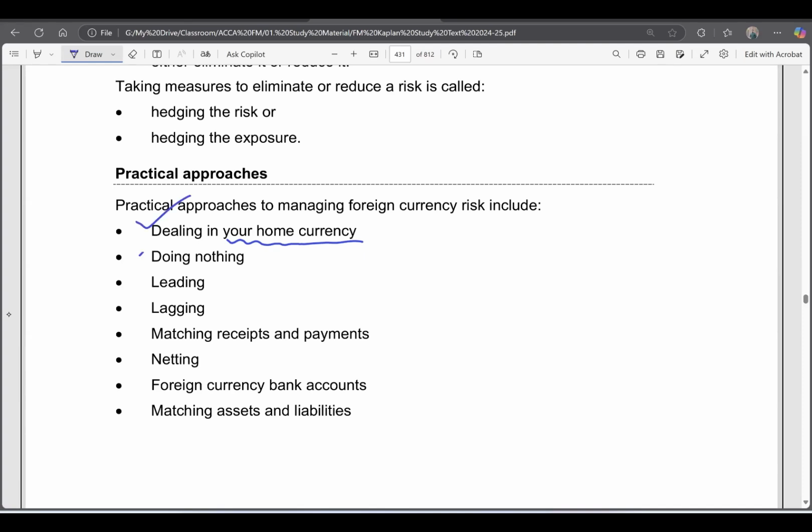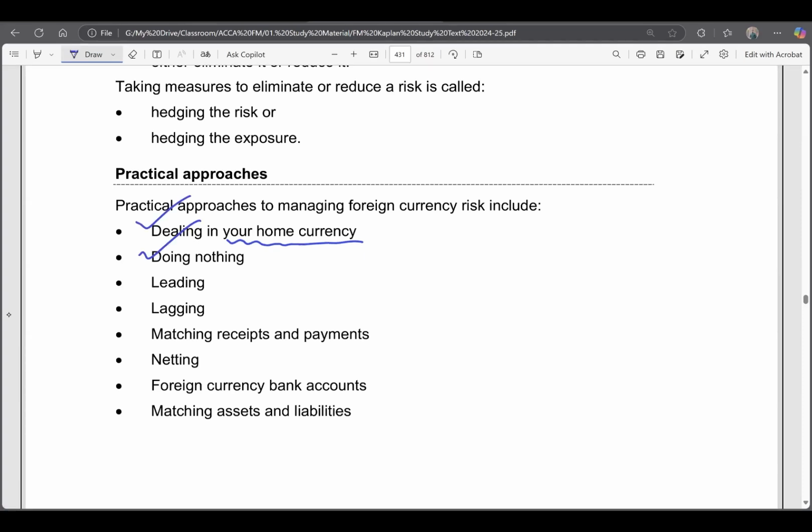The second option is to do nothing. If you do nothing, then you may be exposed to exchange rate risk. It may be a loss, it may be a gain as well if the exchange rate moves to the favorable side. We don't need to worry about gain, by the way. Our keen interest should be on loss, the adverse case. So what other options do we have available? Leading. What is leading? Make payment in advance.